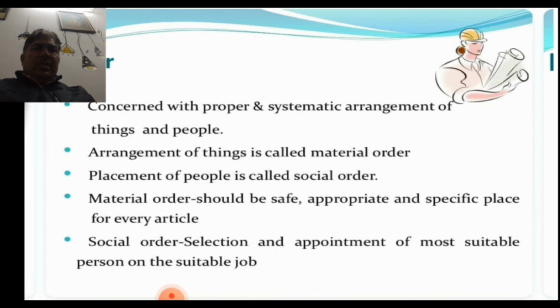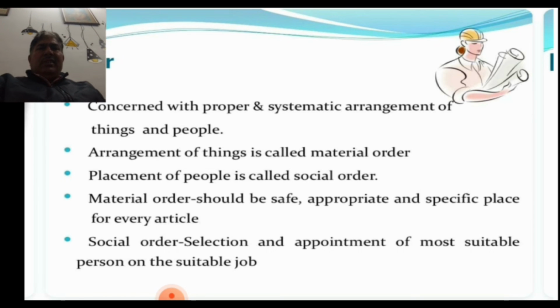Order is concerned with proper and systematic arrangement of things and people. Arrangement of things is called material order. Placement of people is called social order. Material order should provide a safe, appropriate and specific place for every article. Social order means selection and appointment of the most suitable person for a particular job.